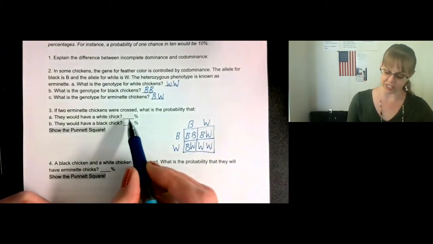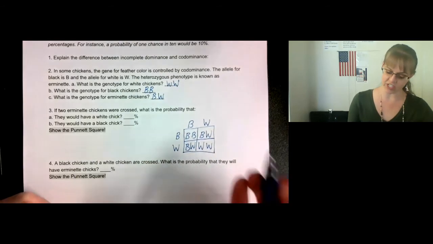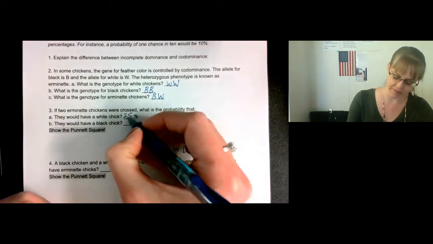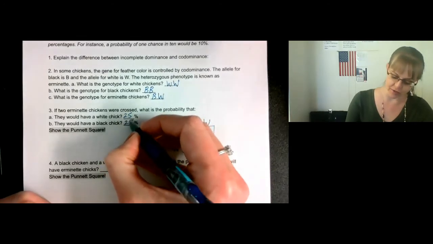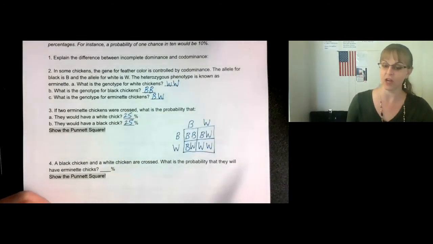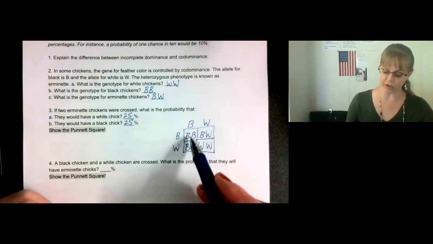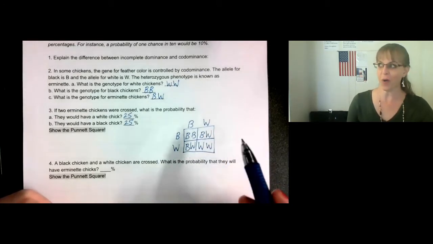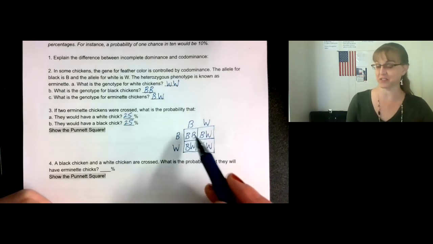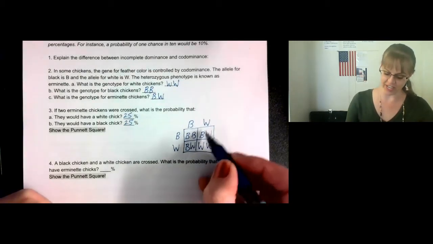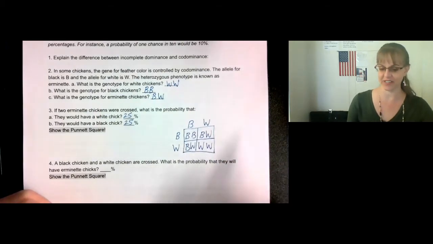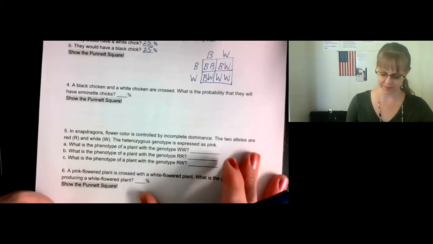So the percent probability for a white chick is 25%. And the percent probability for a black chick is also 25%. Remember, if you're having trouble with percents, think 4 quarters makes $1. So 25 cents, 25%, there you go. And 50% chance of an erminette chick. But they didn't ask that.